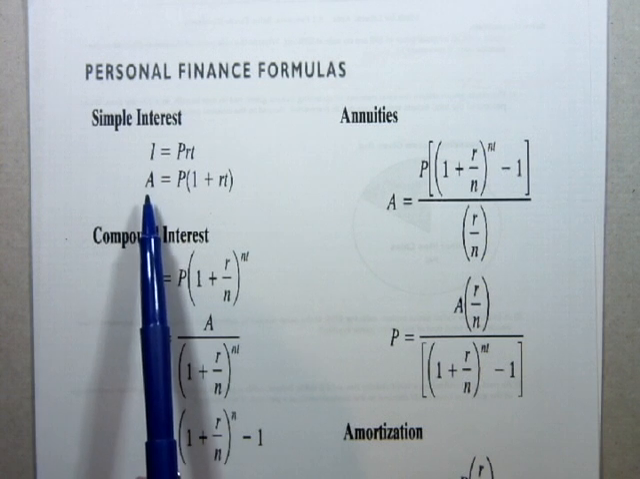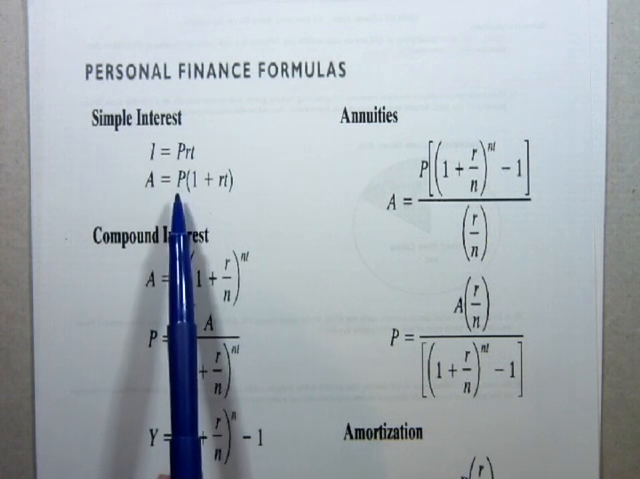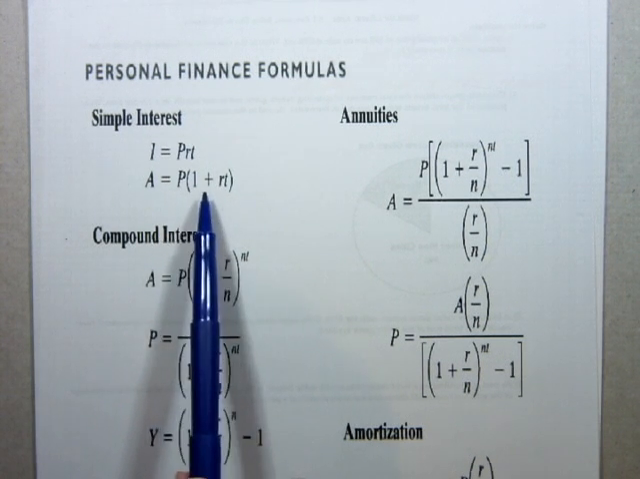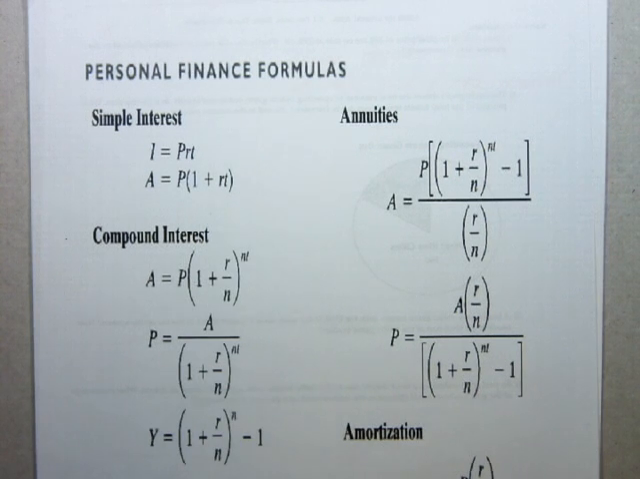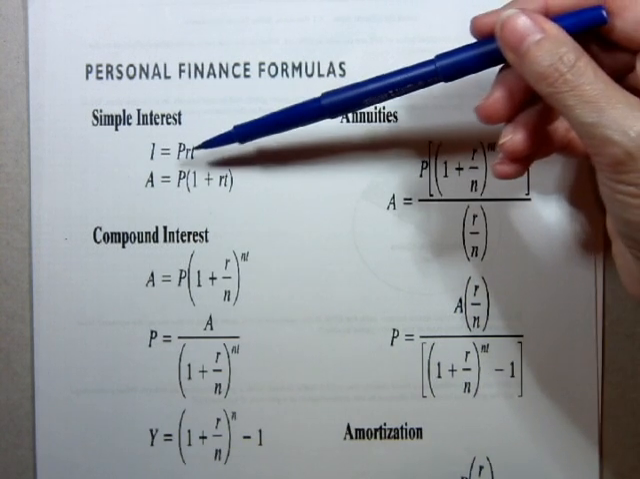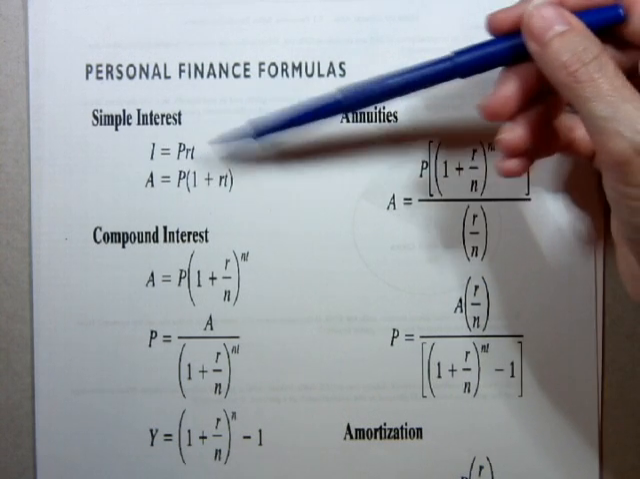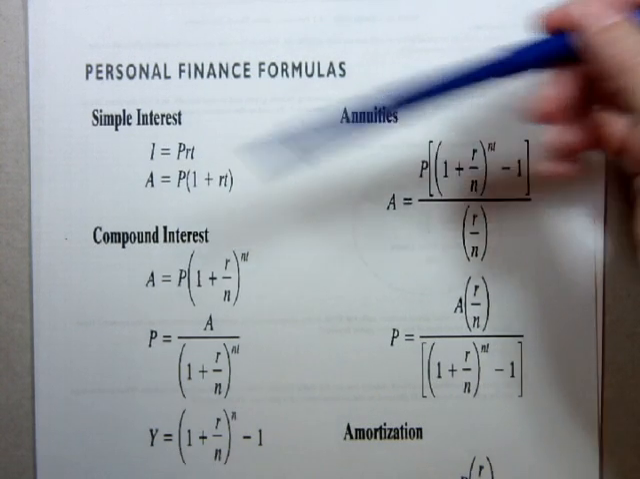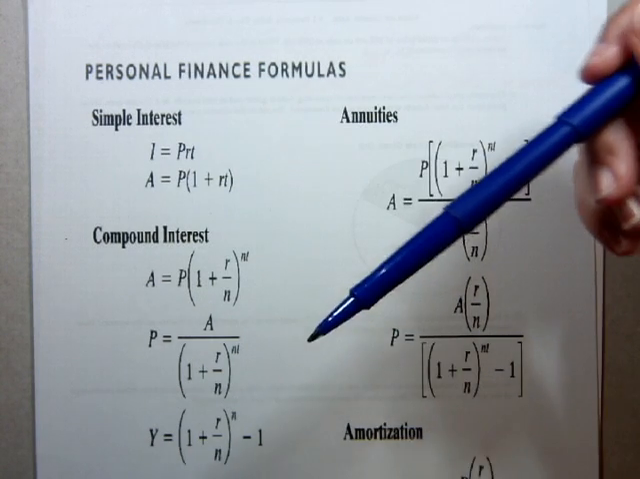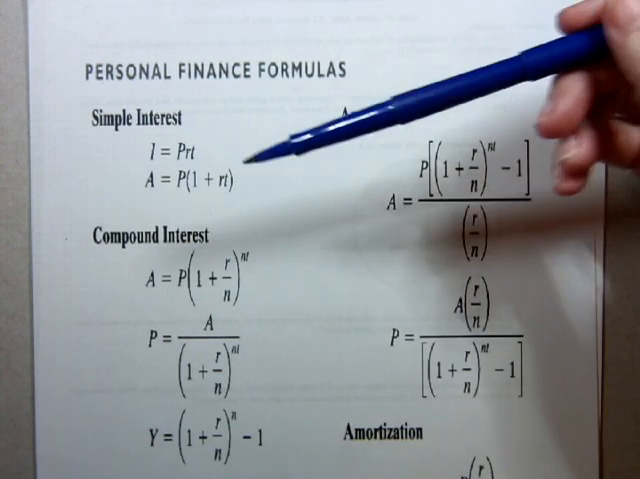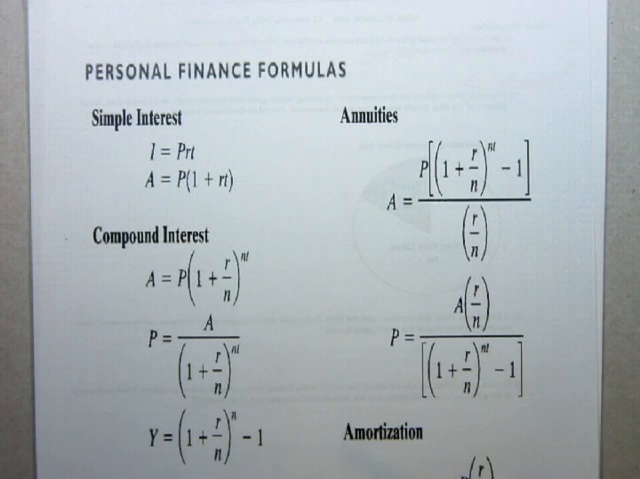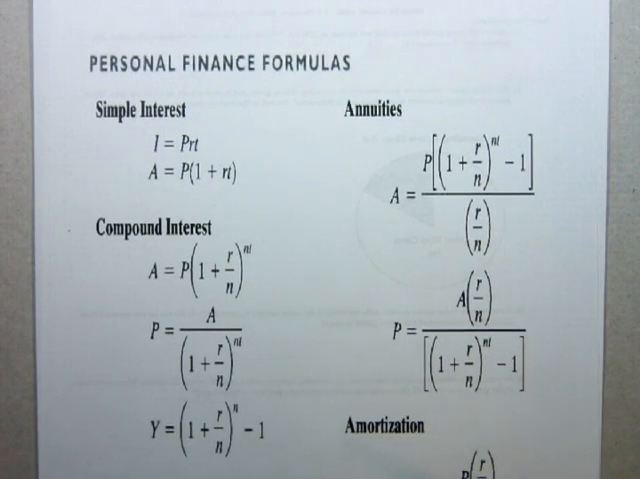The amount in the account is equal to the principal times 1 plus the rate times time. Now know that the rate is your annual percentage rate. Your time is always time in years for these formulas, and your principal is the amount of money you're investing or borrowing. Now, you will use the compound interest formulas.